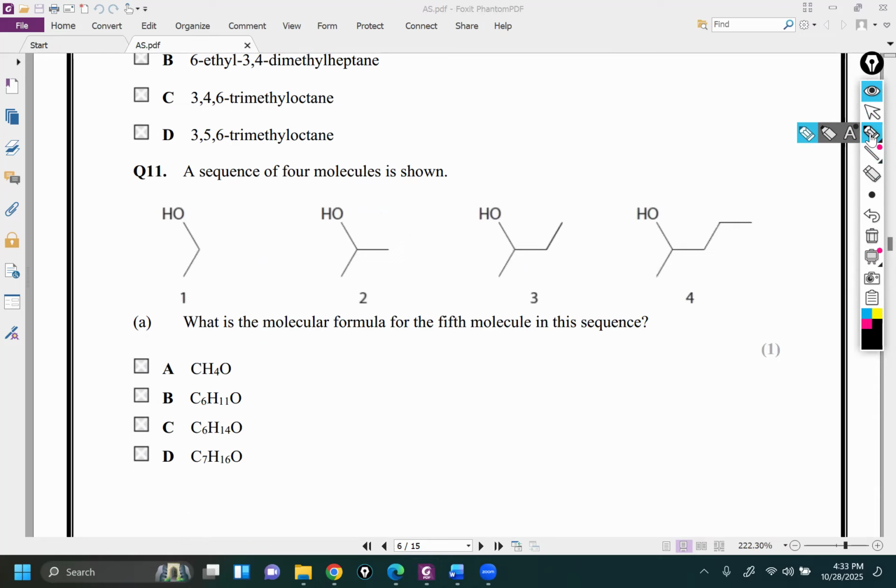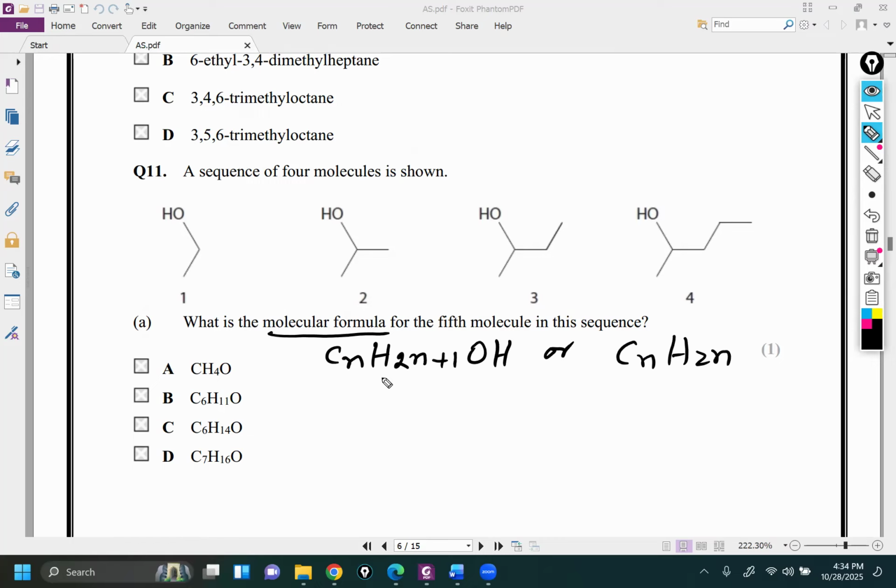Question 11, a sequence of 4 molecules is shown. All these are alcohols, and the alcohol functional group is mentioned here. What is the molecular formula for the 5th molecule in this sequence? For alcohol, the formula is CnH2n+1OH. Or you can also write it this way if you combine the hydrogens together.